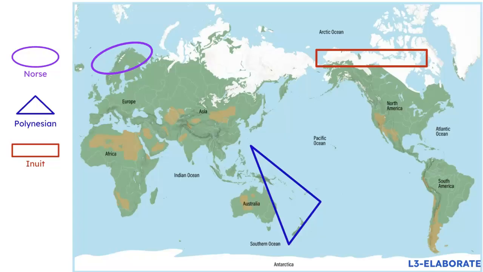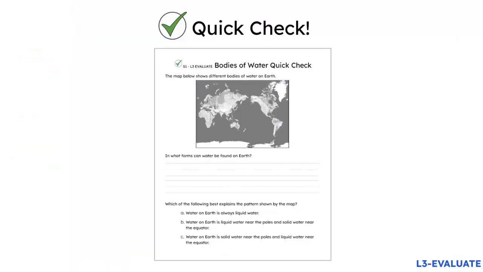For the Elaborate portion, you'll display the early explorer map. You'll have students work in groups to make observations about where each group explored. For the Evaluate, you'll have students complete the Bodies of Water Quick Check student journal page.